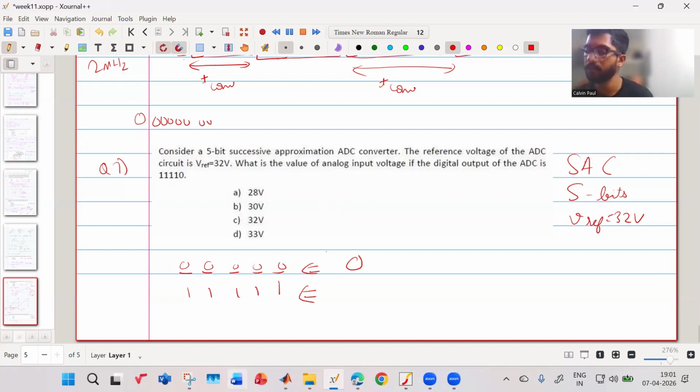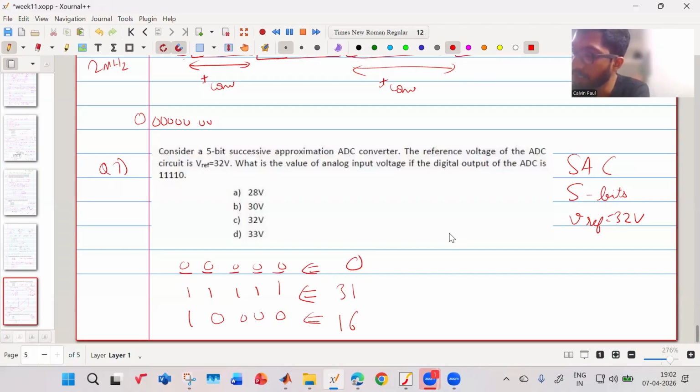I mean to say, it was 10000. In decimal, how much does it correspond to? 31, correct? So this corresponds to 31. And this will correspond to 16. So now your range is between 0 to 32, but your decimal part can be up to 31.